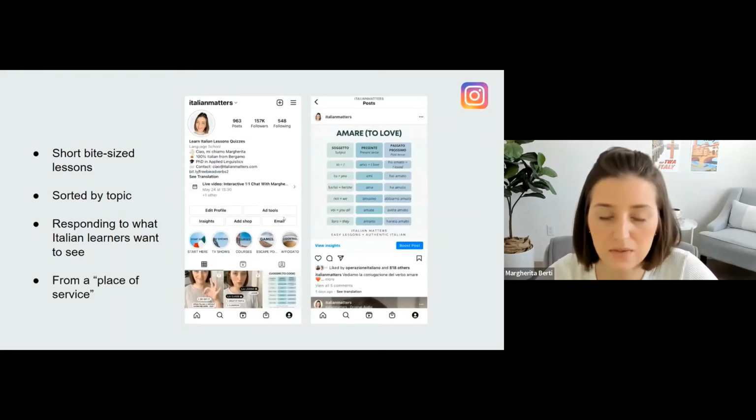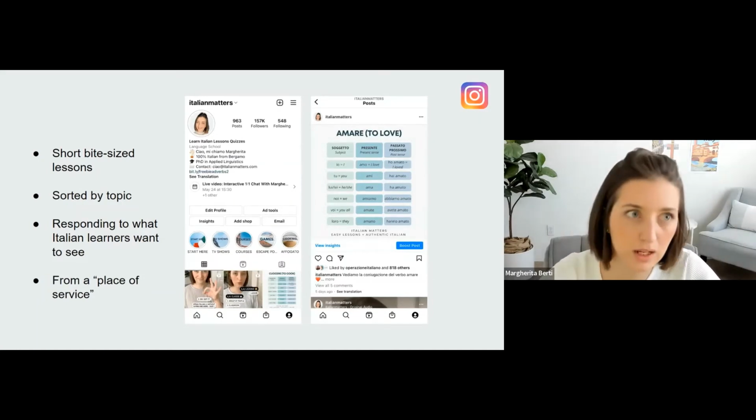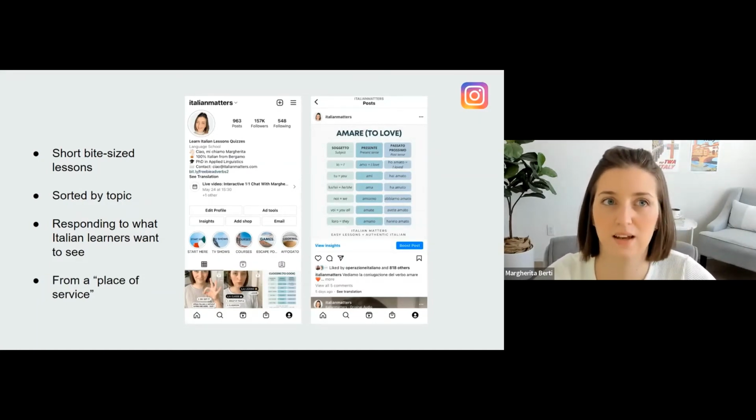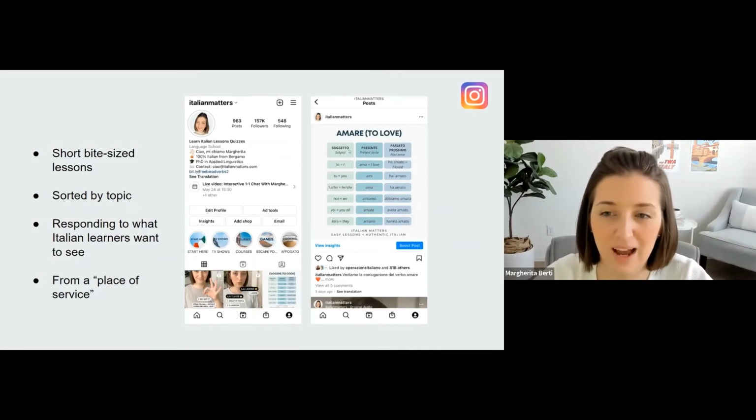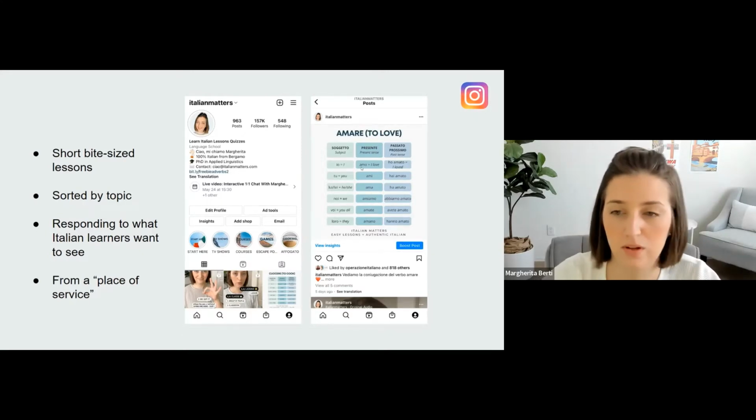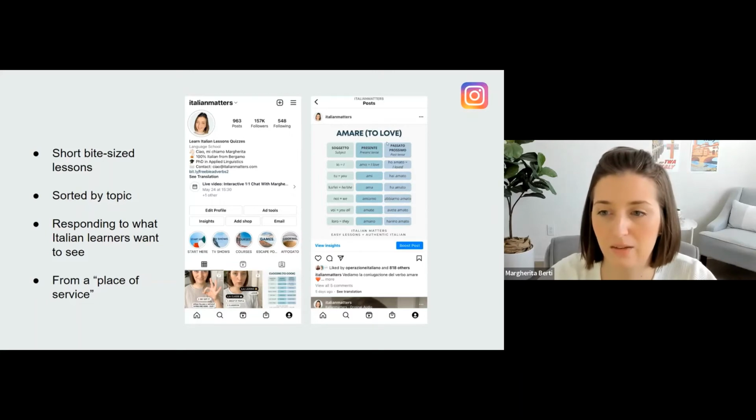And the nice thing about Instagram is that, compared to TikTok, it is not just a video-based platform. We can also have images, like we can see over here on the right. I share conjugations of various verbs. In this case, we have the present tense and the past tense, passato prossimo.